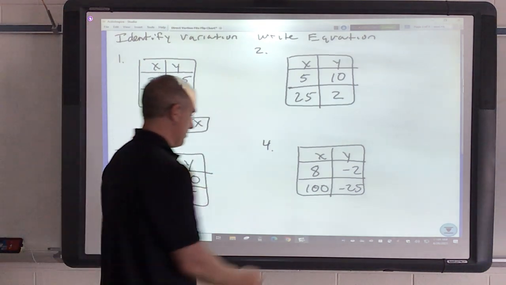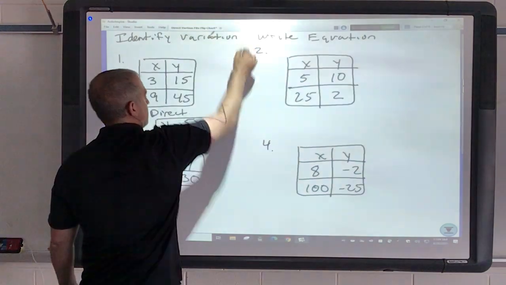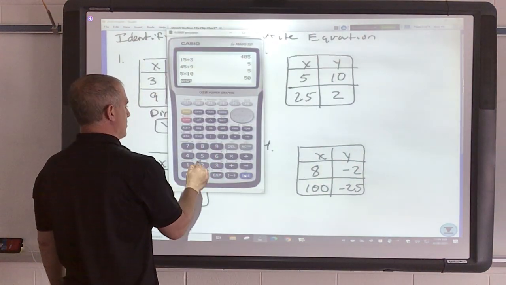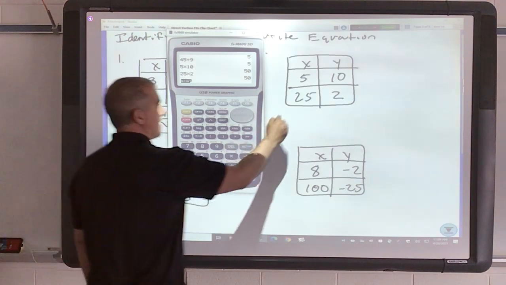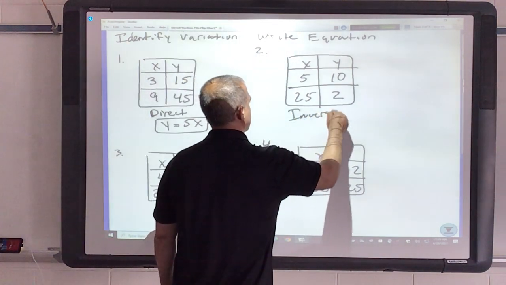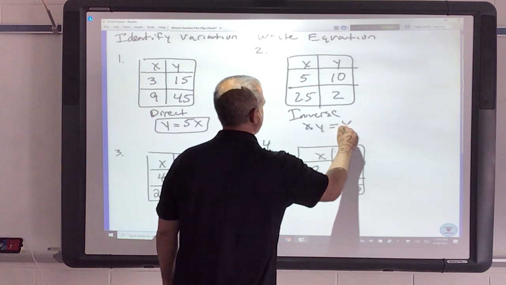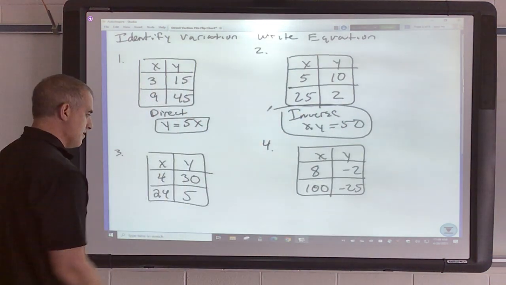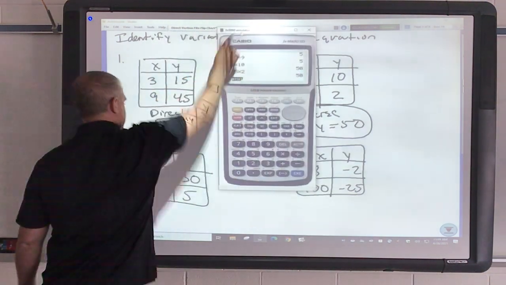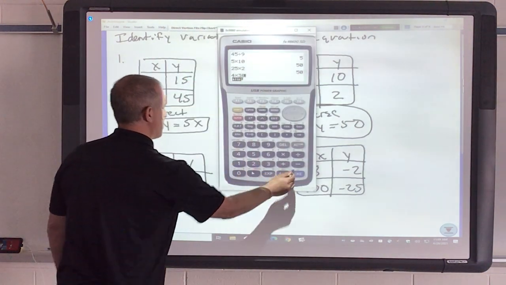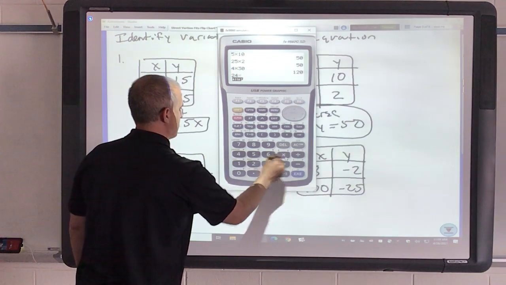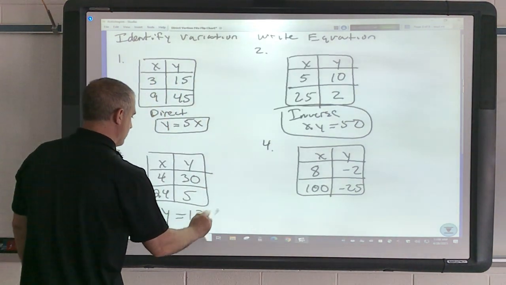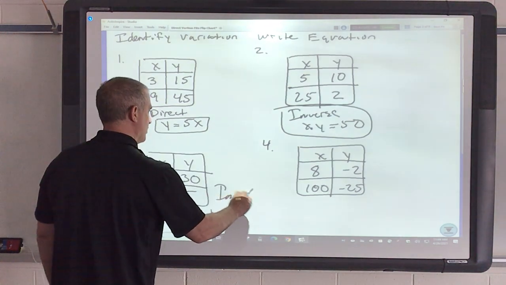Okay, let's look at this one. I got 5 times 10, 25 times 2. Notice I get the same thing. So this is inverse variation, and this is going to be xy equals 50. All right, that's how simple those are. Let's look at this one. Do 4 times 30 and 24 times 5. Notice how when I multiply, I get the same thing. So xy equals 120. This is inverse variation.